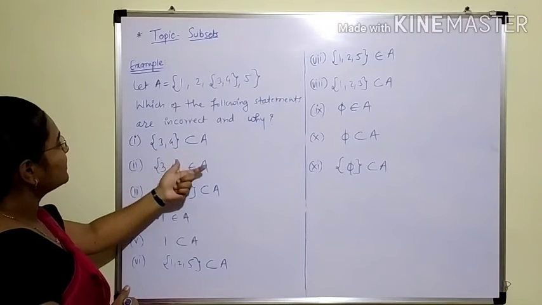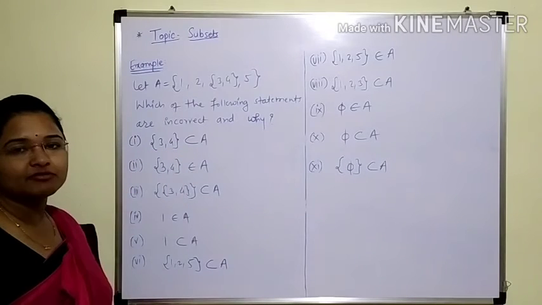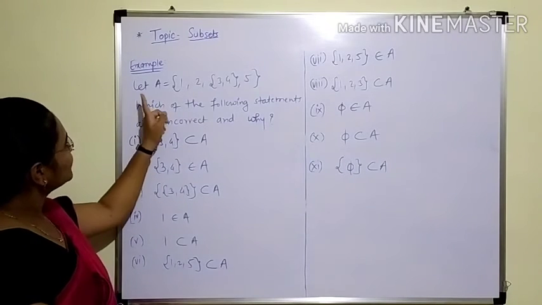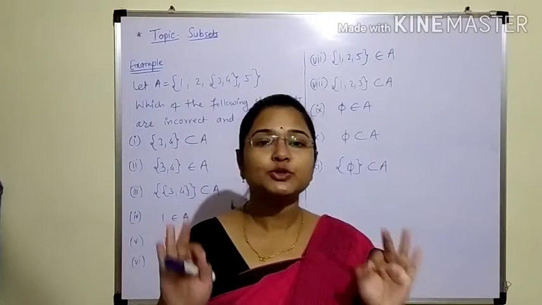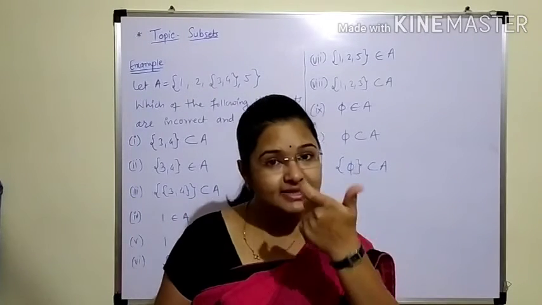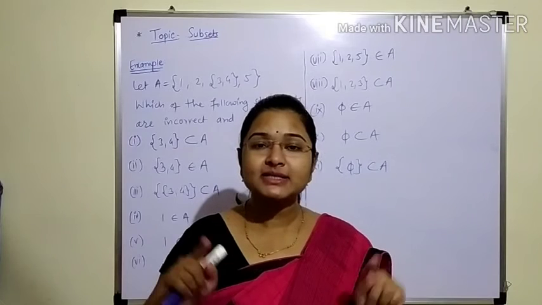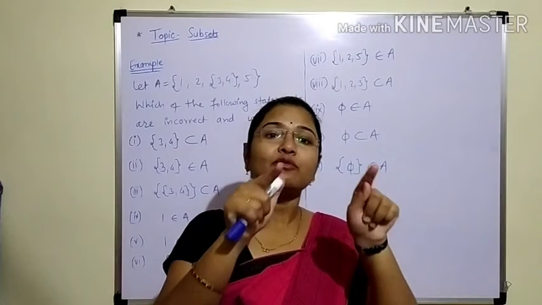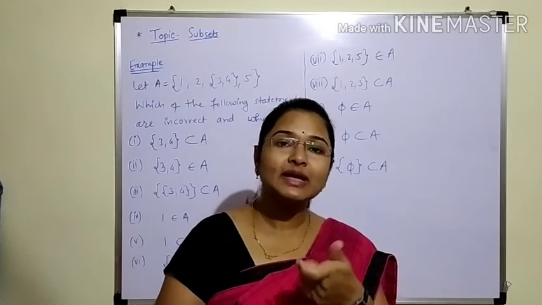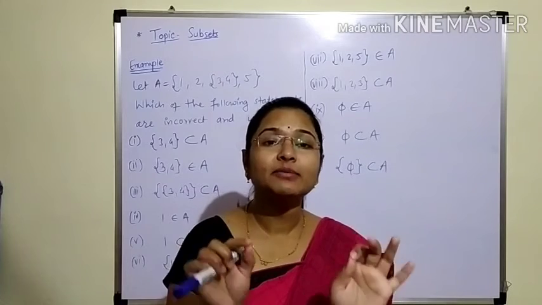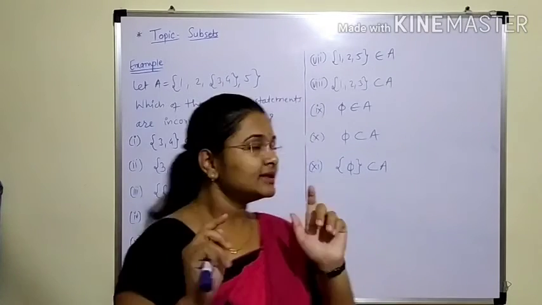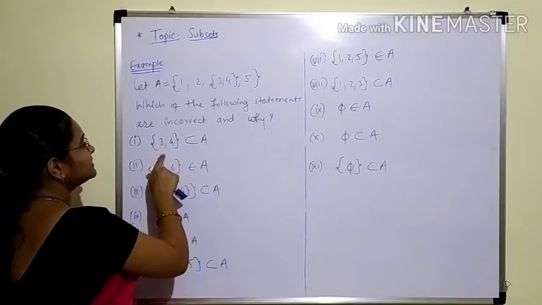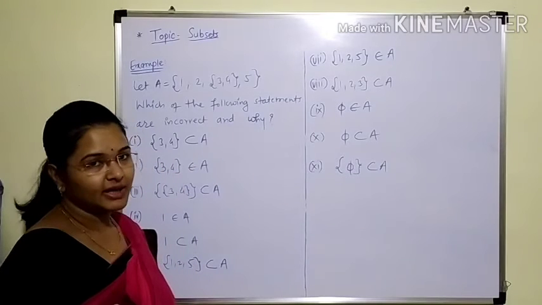The set {3, 4} is a subset of A. Now we know the set A. Set A has elements 1, 2, 5 and one set {3, 4}. Meaning in a set, if one set is given as an element, then that set is nothing but an element of the given set. Understood? So this {3, 4} is not a subset of A. Getting?